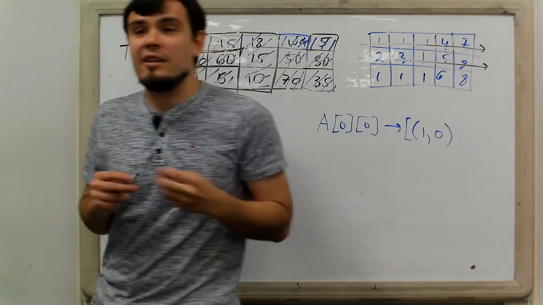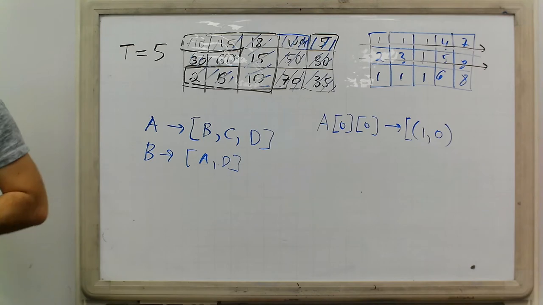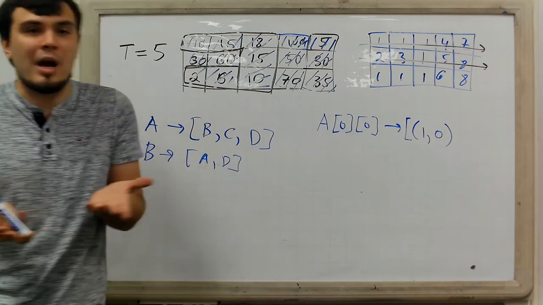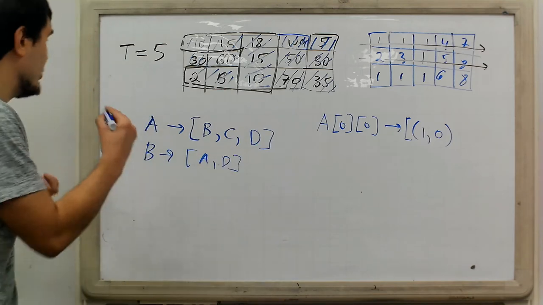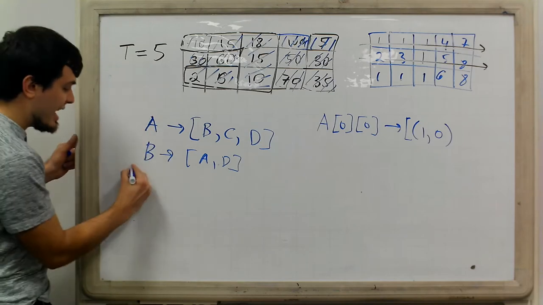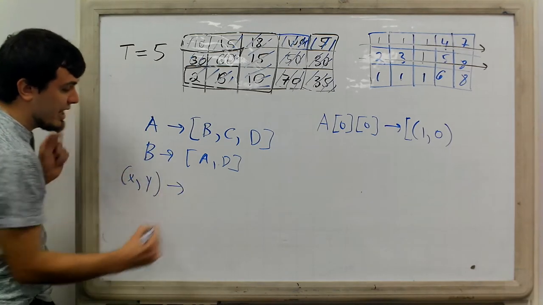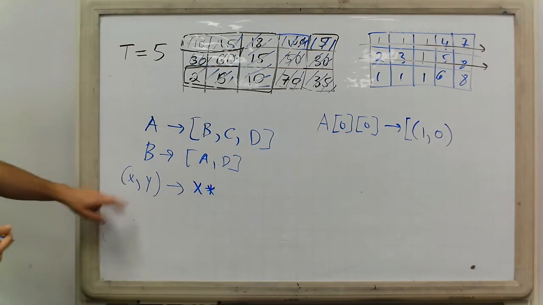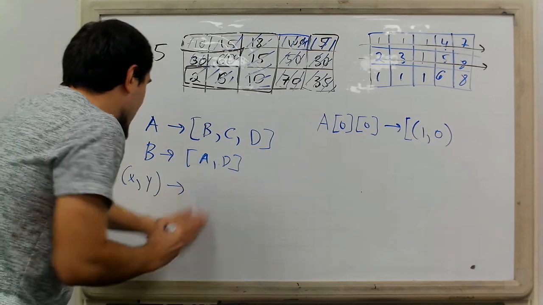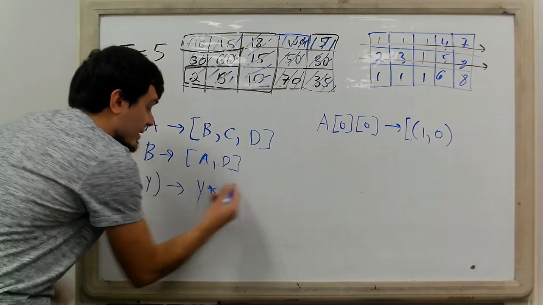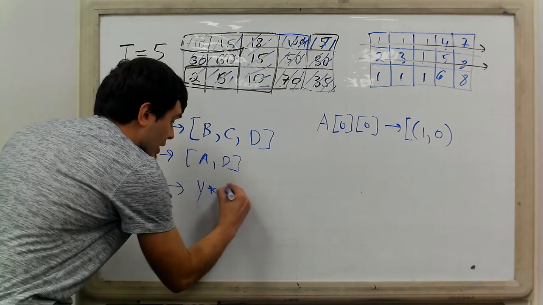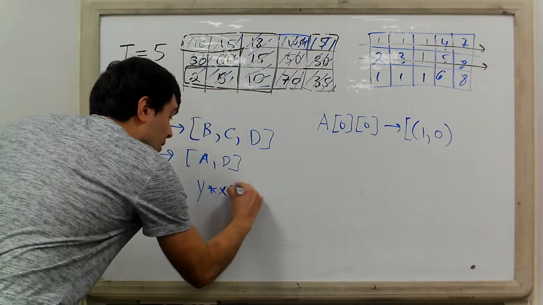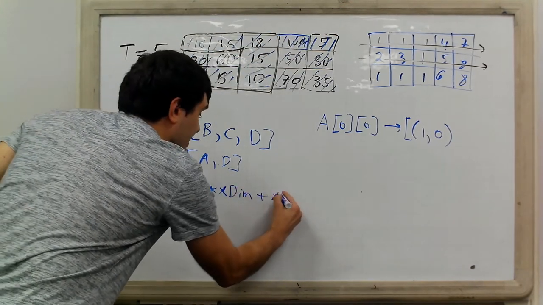Alternatively, if you don't like the idea of making a little struct and storing pairs, hopefully you see how it's not hard to map XY positions to a single coordinate. You could always do some kind of calculation. I can represent XY as a single number by taking y and multiplying it by the x dimension, the size of x, plus x, or I can have some formula like this.